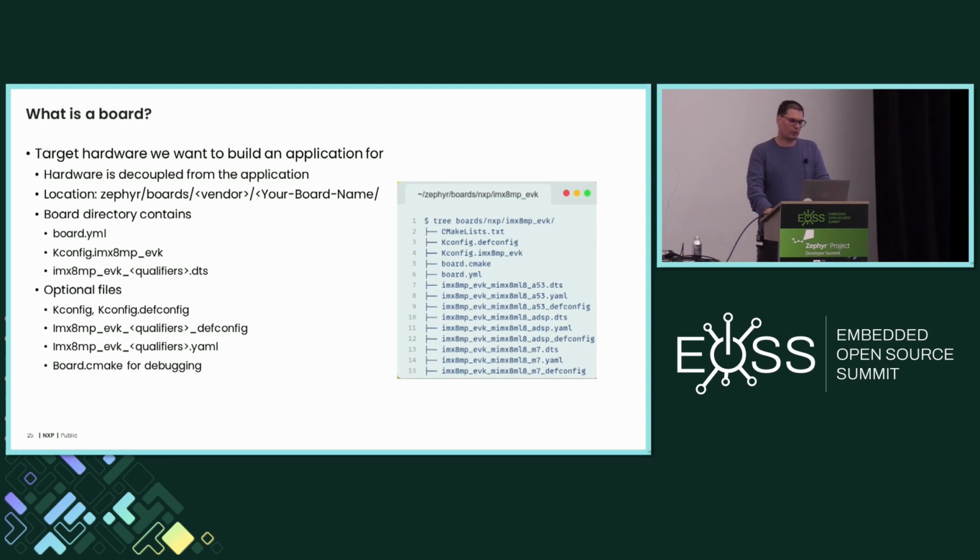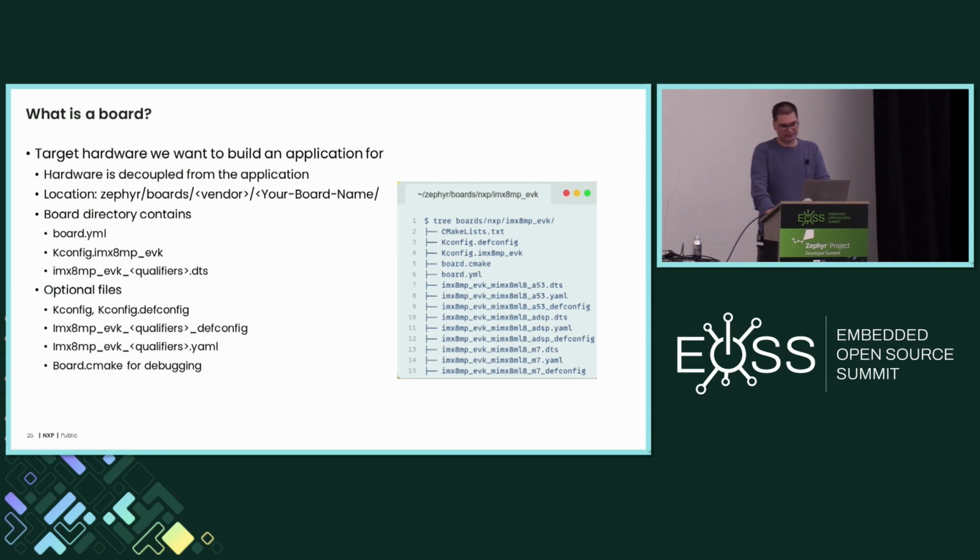Now, all the boards are in the Zephyr boards vendor name directory. That's another enhancement brought by the version 2 model. This directory contains some important files that we start with, and some other files which are optional. The important files are the board YAML, the Kconfig with the board name, and the actual device tree for the current target that we are building.